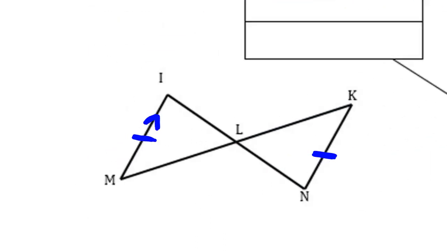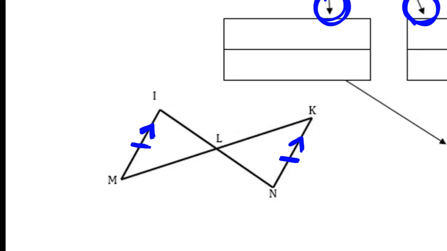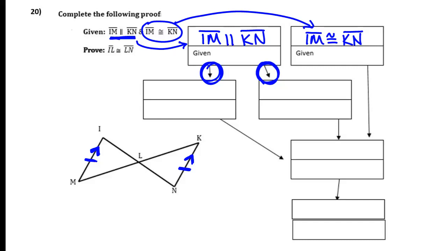The symbol that means parallel is a little arrowhead. So I'm going to draw those little arrowheads on here. When they tell me about things that are parallel, we make what shape? A Z. Anytime they talk about parallel, we're going to make a Z. So if I go over IM and KN, is there any way that I can connect those two by making a Z-type shape?